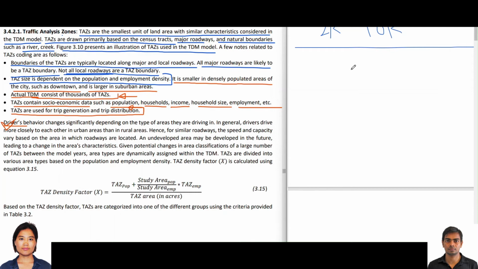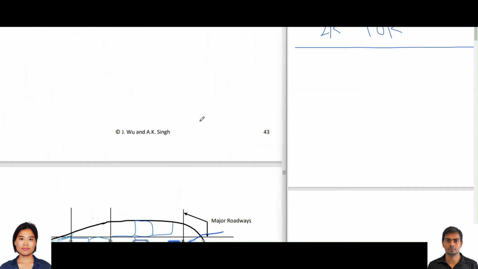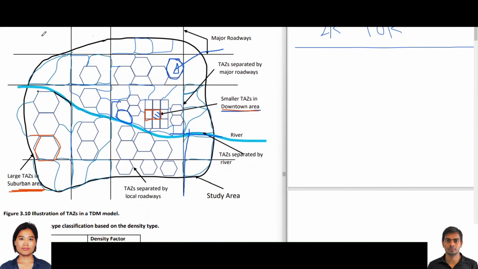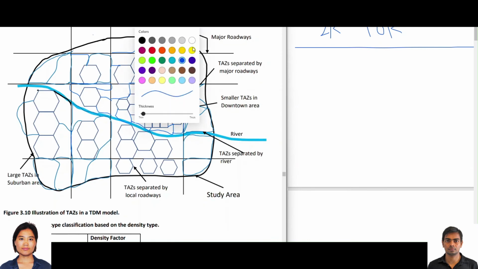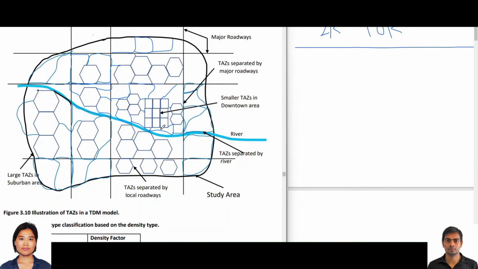Let's say in this particular example, this is the dense part of the city and this is the downtown area. So we will call it urban or urban core. This part of the area is called urban or urban core. Whereas as we move away from the dense part of the area, let's say here, we are moving into suburban area.